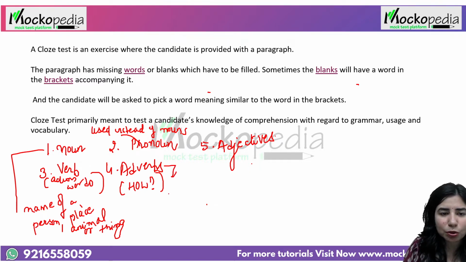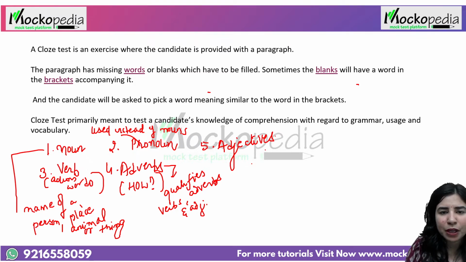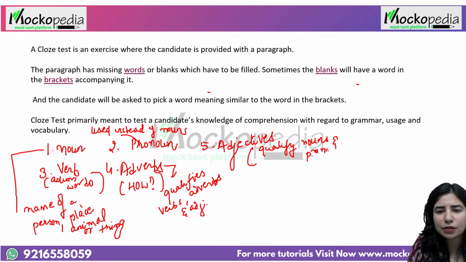So adverbs qualify verbs, adverbs, and adjectives, right? Simple, precise definitions. Adjectives qualify nouns and pronouns. So tall girl, blue purse, brown cat, right? All these are adjectives. Honest boy, sincere committee.